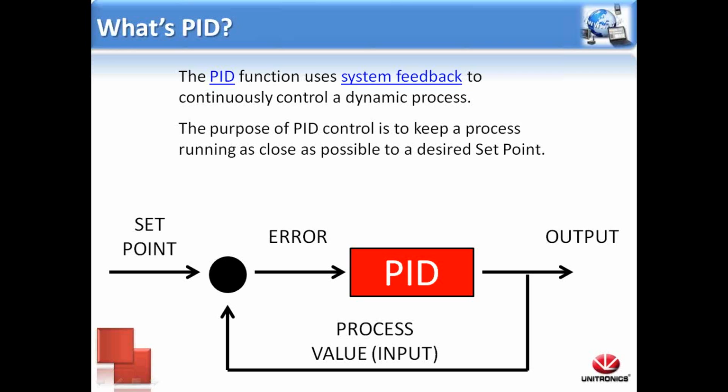So now we'll discuss a little bit about PID. What is PID? A PID function uses system feedback to continuously control a dynamic process. Now you'll see in the diagram below, we have a set point, which is our target value. The set point is then compared to the process value, which is our input. Comparing these two, we get some sort of error, which is provided to the PID. The PID then makes its calculations based on this error and provides an output.